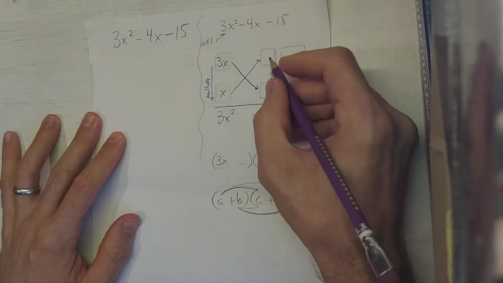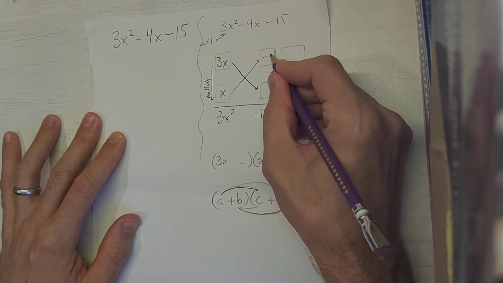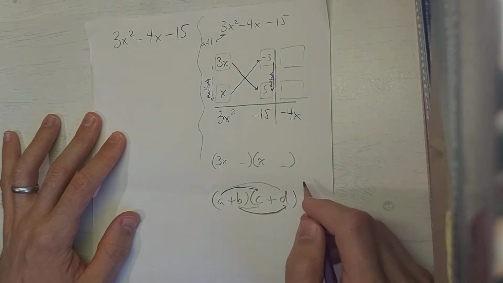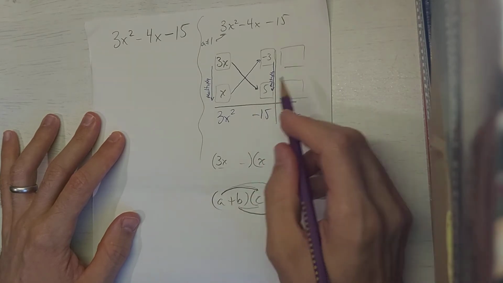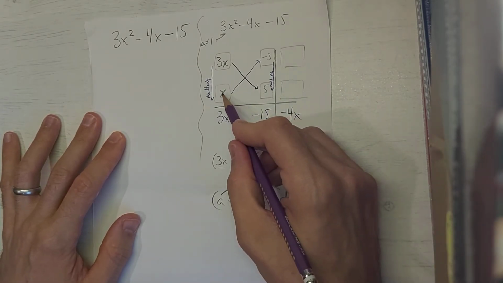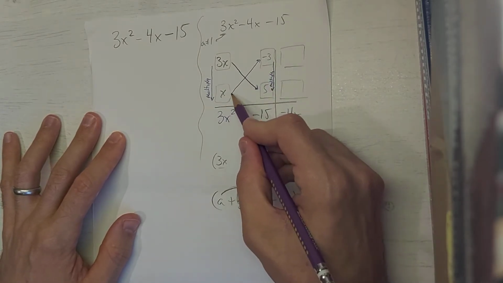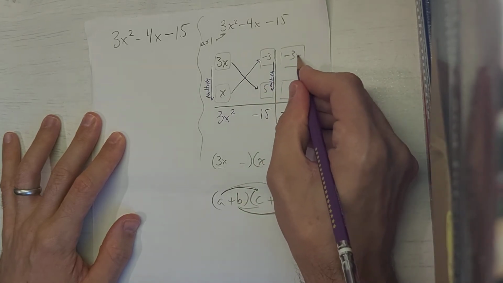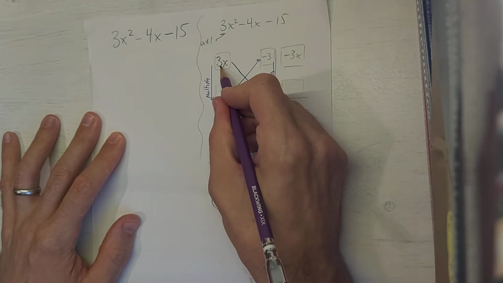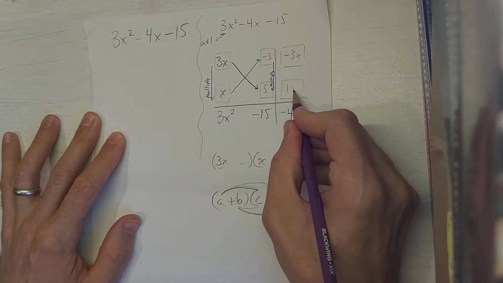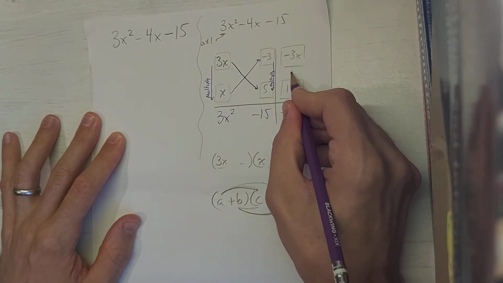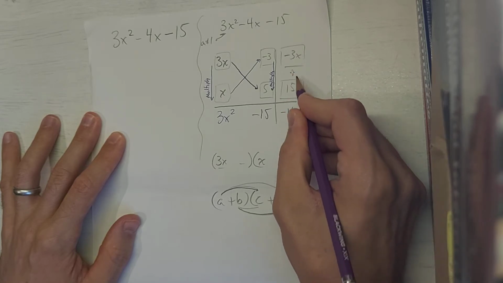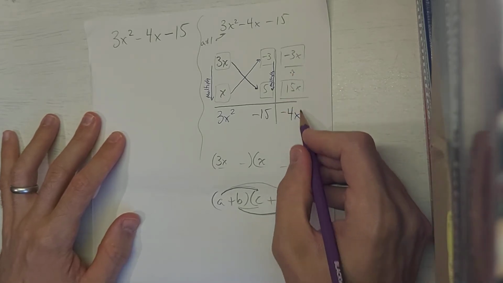So that could be negative 3 and 5, I might try. When I say try, I'm going to multiply them up this way, negative 3x, and multiply this way, which is 3 times 5, 15x, and then add them together here to see whether they add to get negative 4x, and that doesn't work.